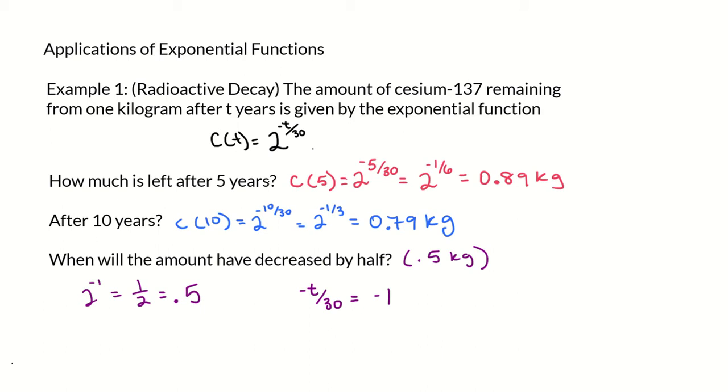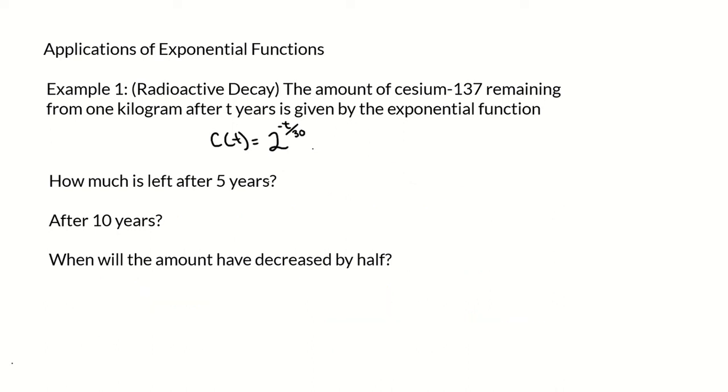You might be able to see already that that would be when this fraction is equal to 1, t over 30. So that means t needs to be 30. Or you could solve for t by multiplying by 30 on both sides to get negative t equals negative 30. Then divide by negative 1 to get that t is equal to 30 years. So that amount is called the half-life of this element. So it will take 30 years for cesium-137 to decrease by half.